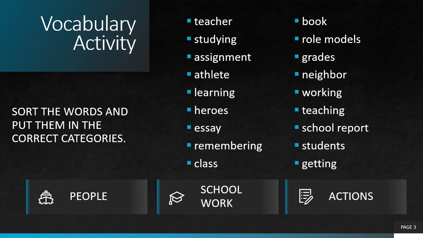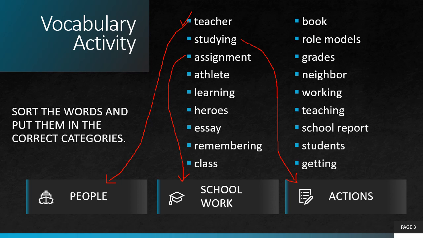The word teacher. What category does it belong to? It belongs to people. A teacher is a person, right? How about studying? Studying belongs to actions. What about assignment? It belongs to schoolwork. This is what you do at school.